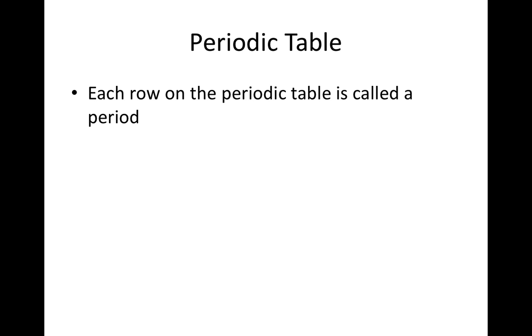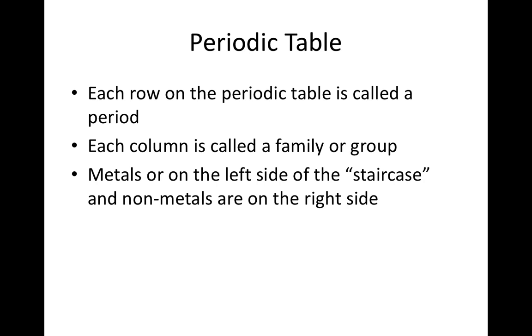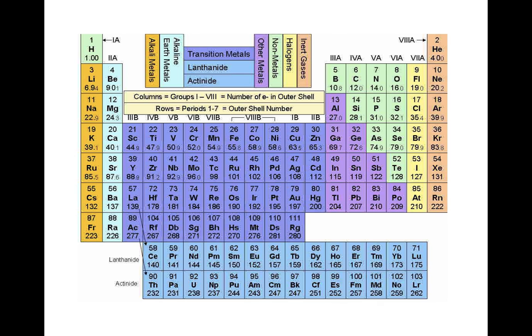Okay, let's discuss the periodic table. Each row on the periodic table is called a period. A row goes from left to right across the periodic table. Each column going up and down is called a family or group. Metals are on the left side of the staircase and non-metals are on the right side. Metalloids are elements that touch the staircase.